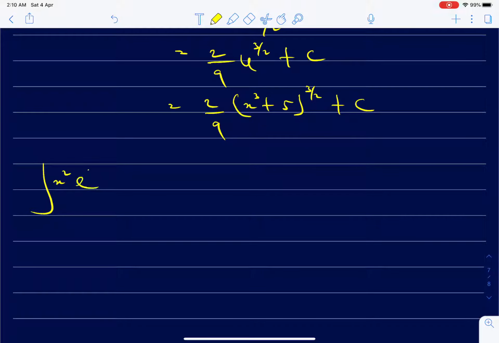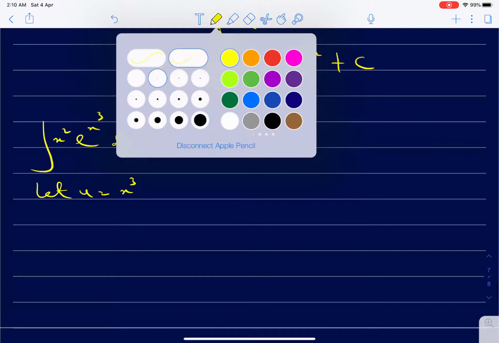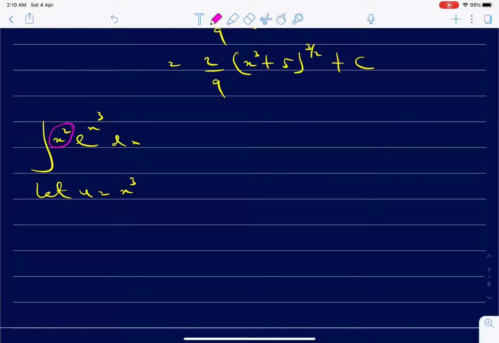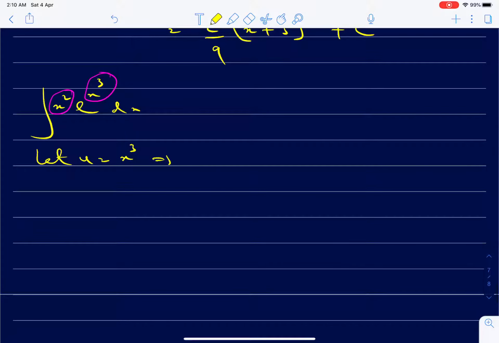Evaluate the integral of x squared e raised to the power x cubed dx. Our substitution is u equals x cubed, because as usual we can see that x squared is contained in the derivative of x cubed. And that means du dx is equal to 3x squared. And dx equals du over 3x squared.